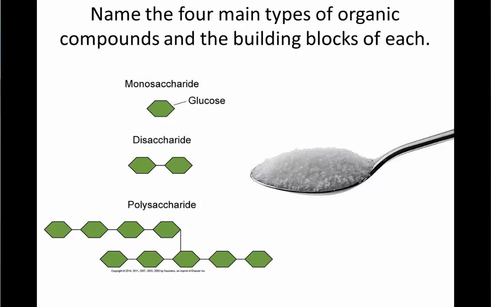A polysaccharide then, poly the prefix means many, and so as you can see here there are many glucose bound to each other, and these form different chemicals that you've probably heard of before, like starch that you get from plants. Or how we store our energy in humans is as glycogen, which is a polysaccharide made up of many glucose molecules bound to each other.